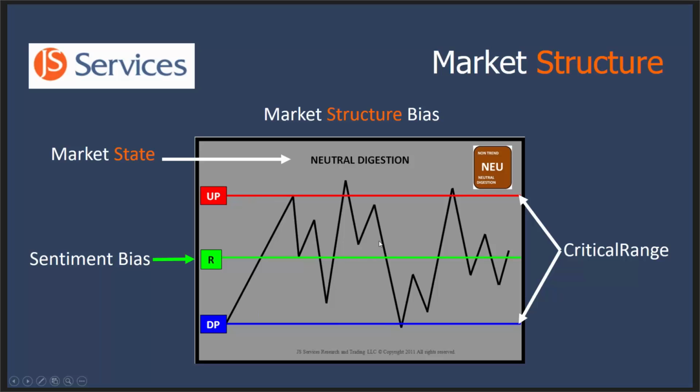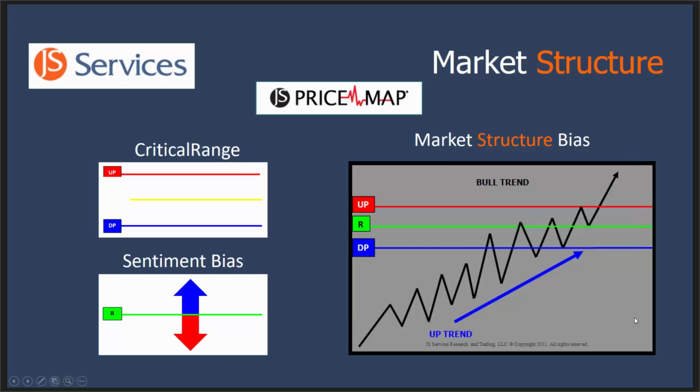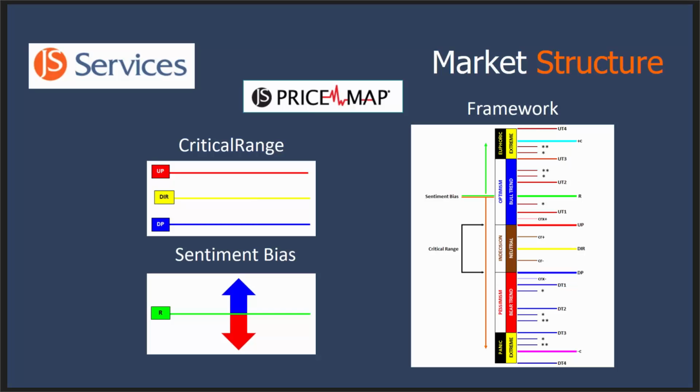And so now we have this state condition of neutral digestion, and now we're putting some structure around it. And not only structure, but we're putting a sentiment bias. So we know that this market's neutral, but if we're trading above here, we're leaning positive. We're trading below here, we're leaning negative. So we're getting more detail, more clarity to what the condition is. So we have this critical range and sentiment bias, and these really start to form the foundation of the market. And both the critical range and the sentiment bias are part of, I mentioned, the price map, which is a complete framework. And I'm not going to get into all the details of it, but basically we'll get into a little more detail.